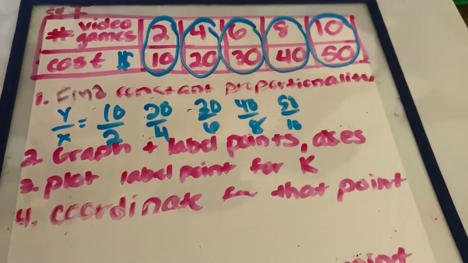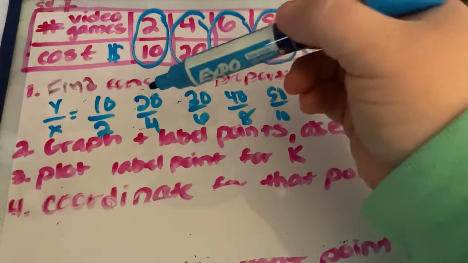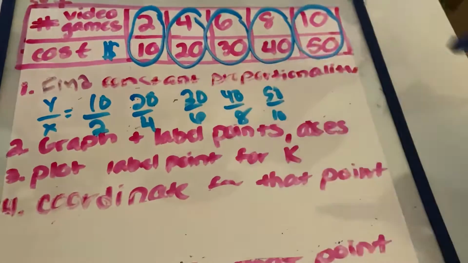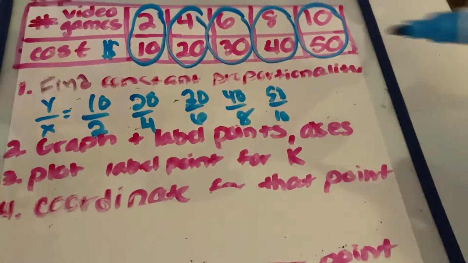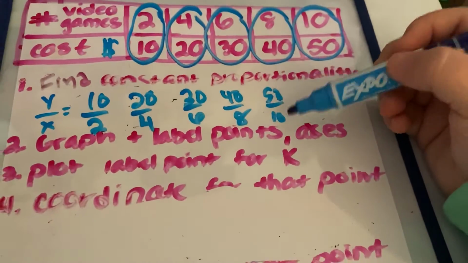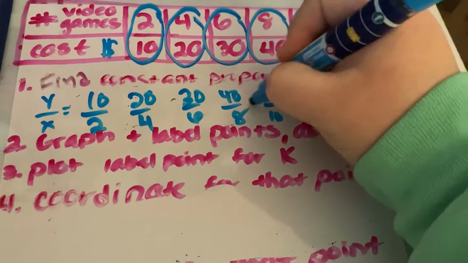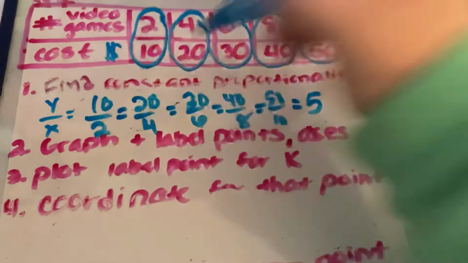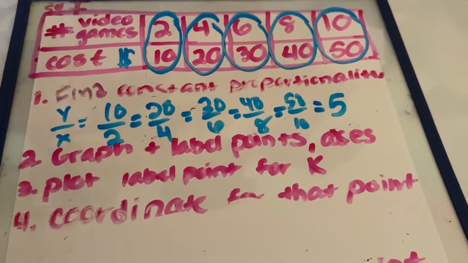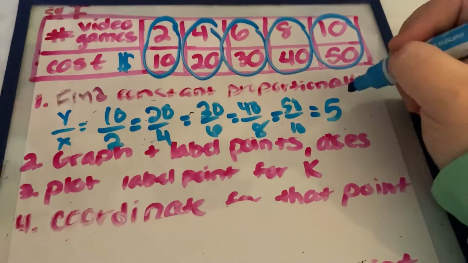10 divided by 2 is 5. 20 divided by 4 is 5. 30 divided by 6 is 5. 40 divided by 8 is 5. And 50 divided by 10 is 5. So all of our ratios, all of our fractions, they were equal, which means that the constant of proportionality is 5.